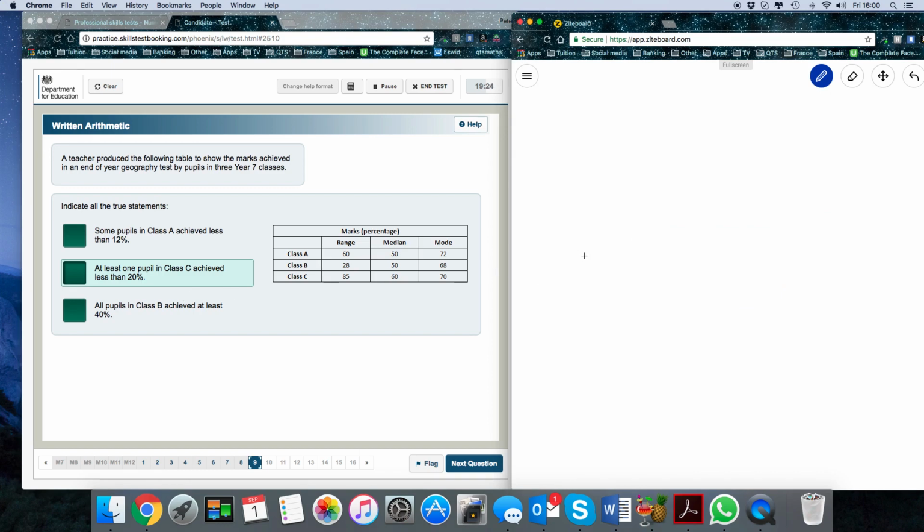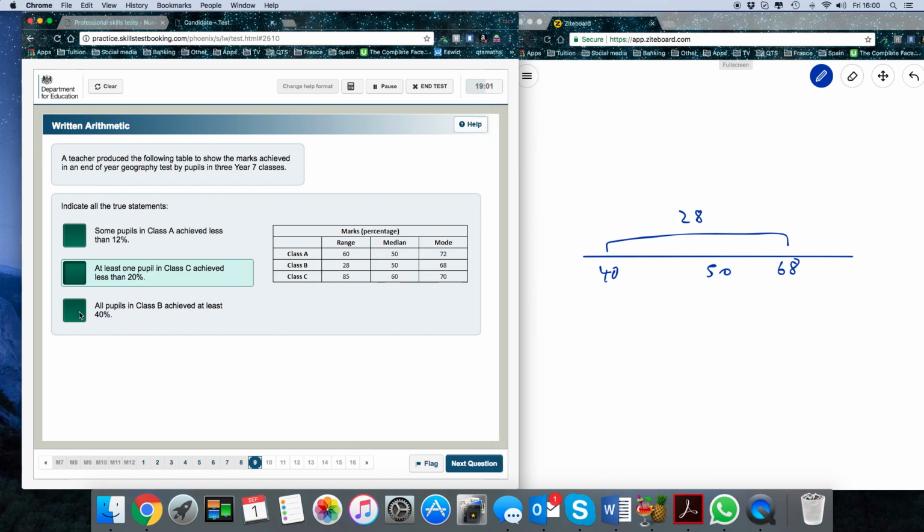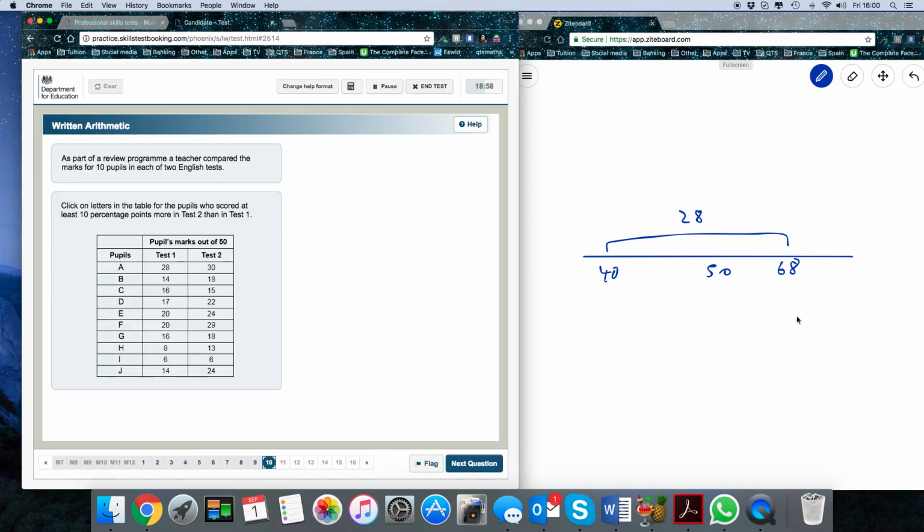Okay, last one, Class B. We've got a median of 50. We've got a mode of 68. So again, the range is 28. If I knock off the range, we've got a minimum of 40. So it says all pupils in Class B achieved at least 40%. It's a true statement. The minimum score was 40. Horrible questions. I forgot about those. When that popped up, I thought, oh God, here we go.